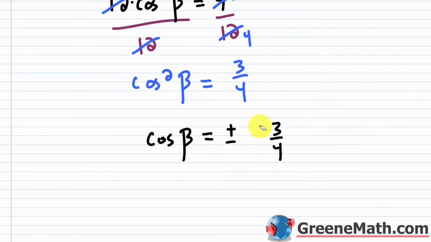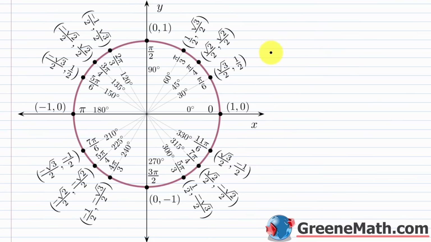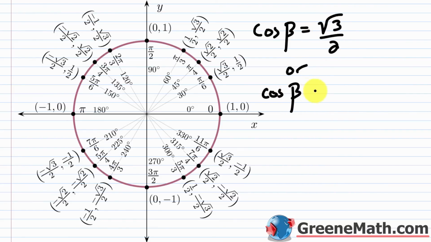And again, this becomes the square root here of 3 over the square root of 4. And the square root of 3 really can't do anything with that, but the square root of 4 is going to be 2. So the cosine of beta is equal to plus or minus the square root of 3 over 2. Okay, let's come to the unit circle, and let's actually write this as the cosine of beta is equal to the square root of 3 over 2, and then I'm going to write or the cosine of beta is equal to the negative of the square root of 3 over 2.